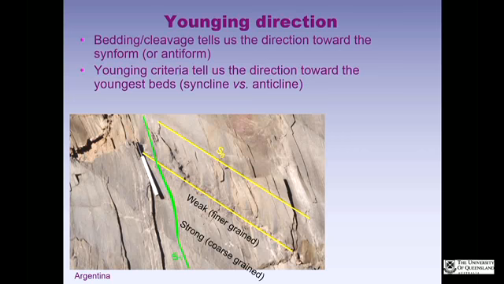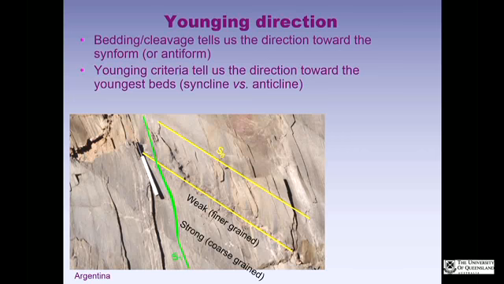So what we see here is graded bedding, and we recognize that by looking at the way that the axial plane is refracting. It is the weaker, finer grain material that will have less refraction, and will be closer to the actual orientation of the axial plane.